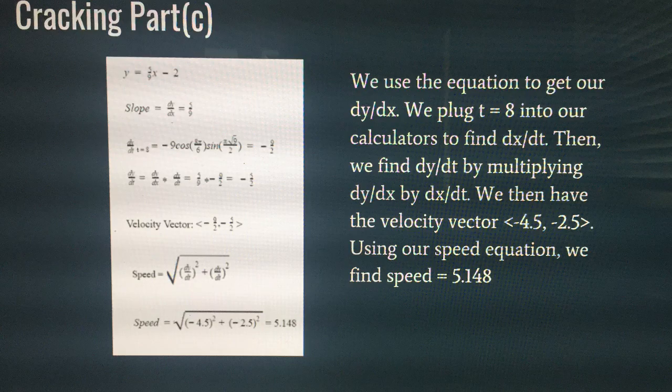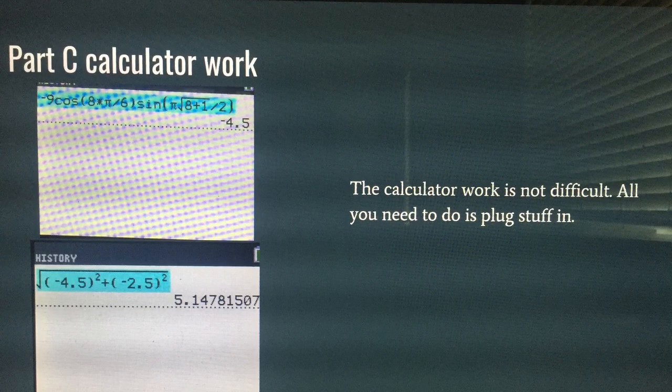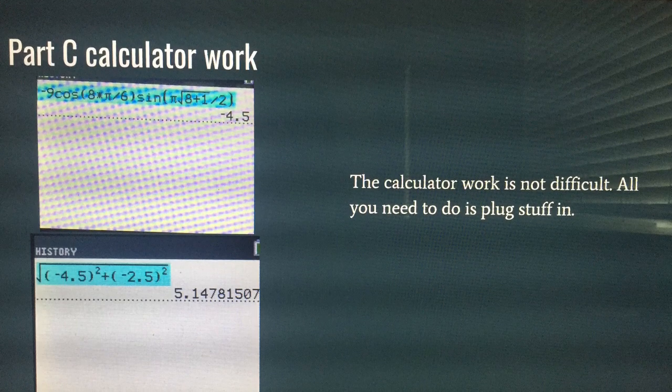And the speed is equal to the square root of dy over dt squared plus dx over dt squared. So the speed must equal the square root of negative 4.5 squared plus negative 2.5 squared, which equals 5.148. Remember to have exactly 3 significant figures in order to receive full credit for this question.